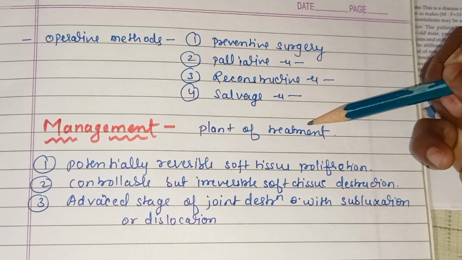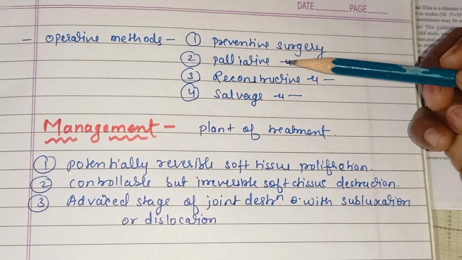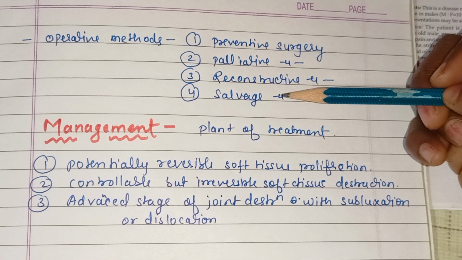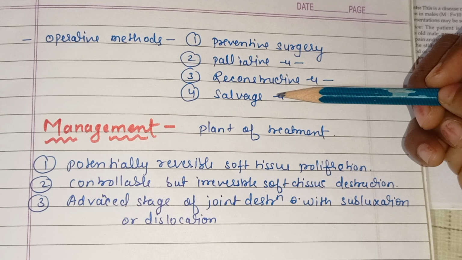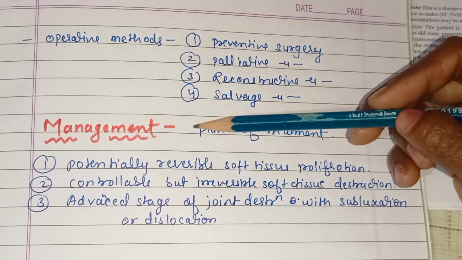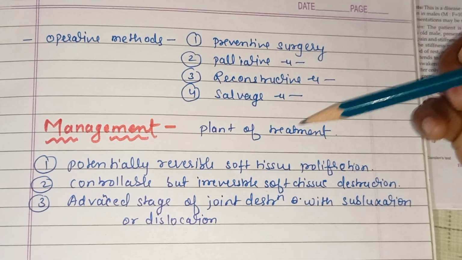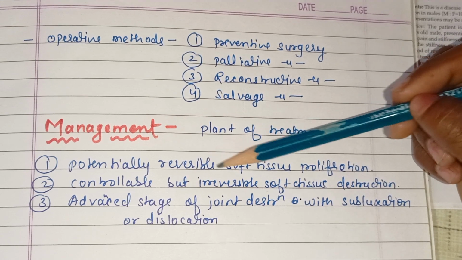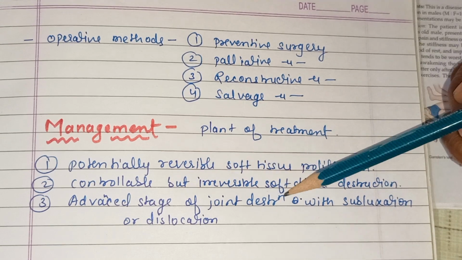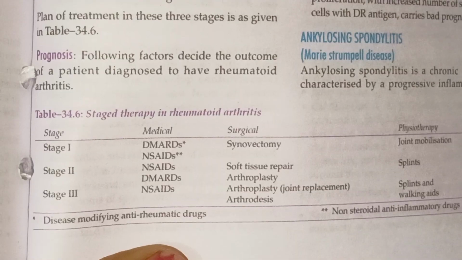Management: this is the plan of treatment, how to treat before we begin the treatment. We are going to see the three stages of rheumatoid arthritis, and according to these we manage the patient. There are three stages given: potentially reversible soft tissue proliferation, controllable but irreversible soft tissue destruction, and advanced stage of joint destruction with subluxation or dislocation.